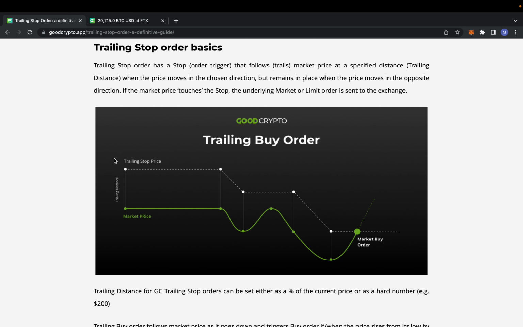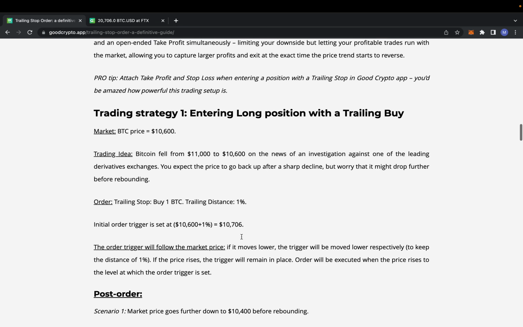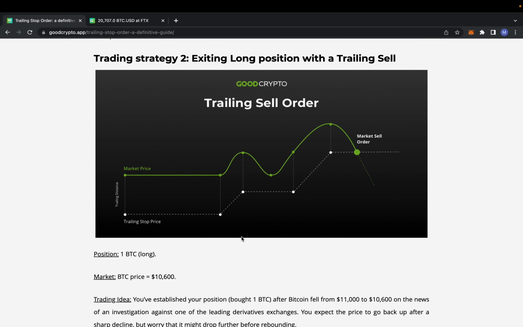Again, it follows the market price at some predefined distance that you define. It's called trailing distance, and the order trigger moves with the price as long as the price moves in your direction. For buy orders, that means if the price falls, the trigger moves down with it, but it stays in place and doesn't move down or up if the price goes against you, right? If you send the buy order and the price is going up, once the price hits the trigger line, the order is executed, right? So that's a trailing buy order, and by the same token, we can look at the trailing sell order. It does exactly the same thing, just in the opposite direction, right?